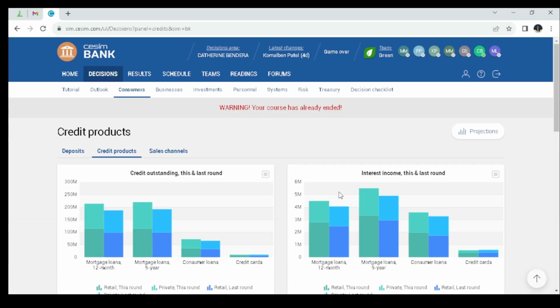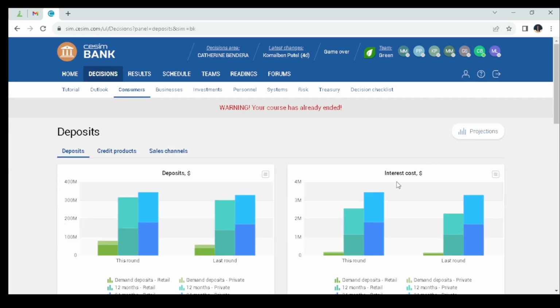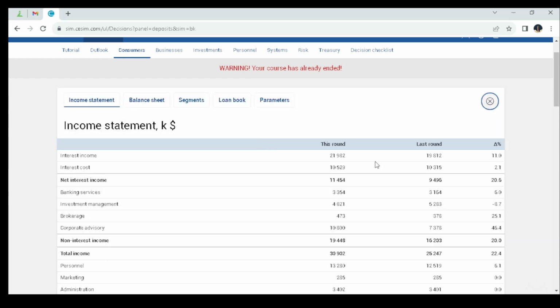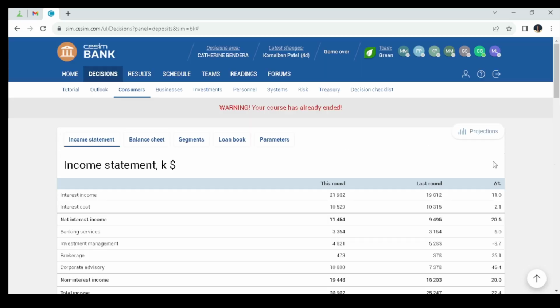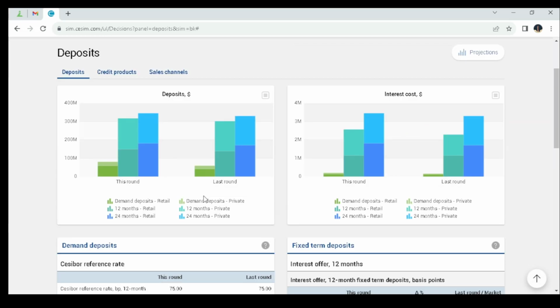After making the decisions under deposits, you can tap on projections so that you can see the amount of profit maybe you're making at the moment. For us, you can see we're making 40.21. So that's all about the demand part of Cesim Bank.